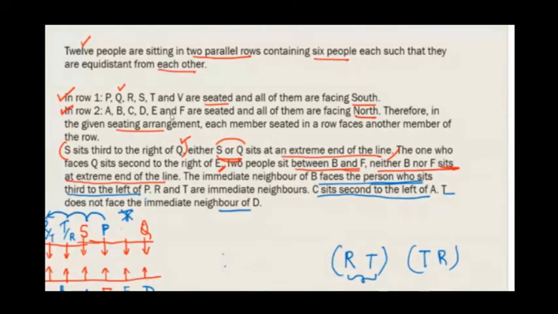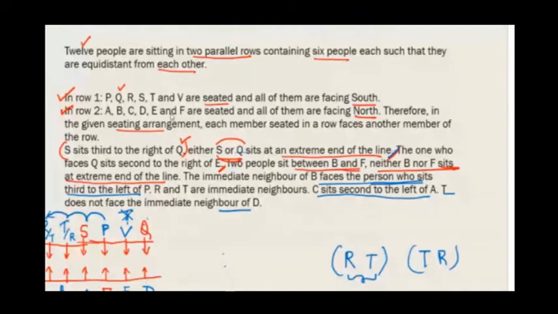That is nothing but V. So I have to take V here. Once you get the arrangement, you can cross check with the given arrangements as well. Now, S sits third to the right of Q. You can see Q at an extreme end of the line. So I have Q at the extreme end of the line. The one who faces Q sits second to the right of E. That also has been arranged.